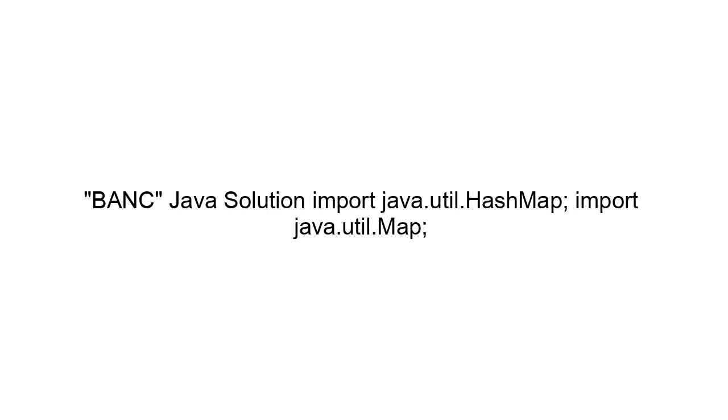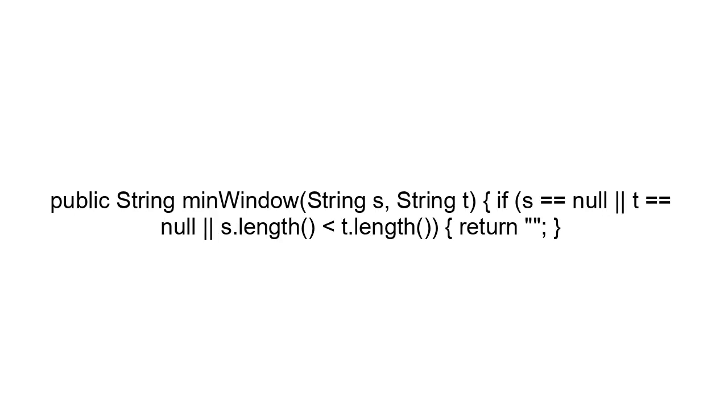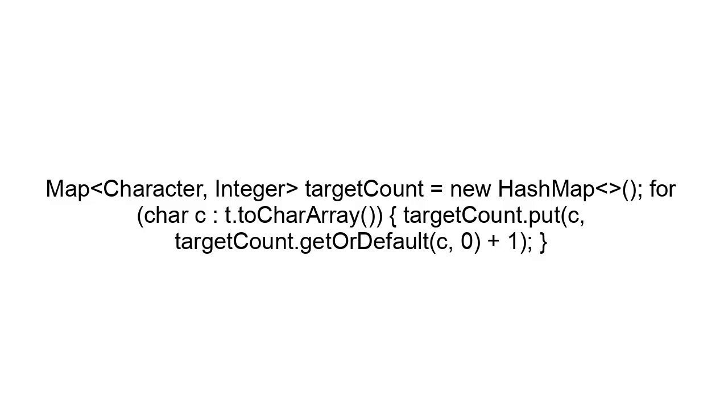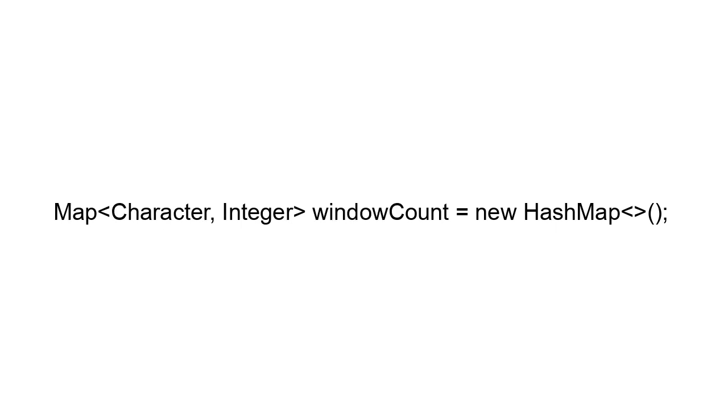Java solution. Import java.util.HashMap. Import java.util.Map. Public class MinimumWindowSubstring. Public String minWindow, String s, String t. If s equals null or t equals null or s.length less than t.length. Map Character, Integer targetCount equals new HashMap. For char c in t.toCharArray, targetCount.put c, targetCount.getOrDefault c, 0 plus 1.